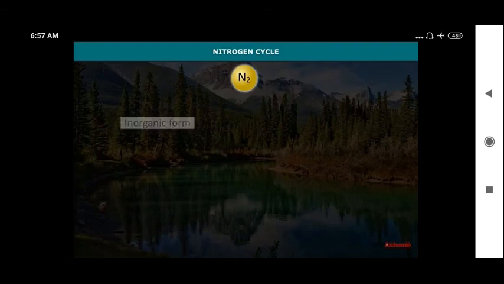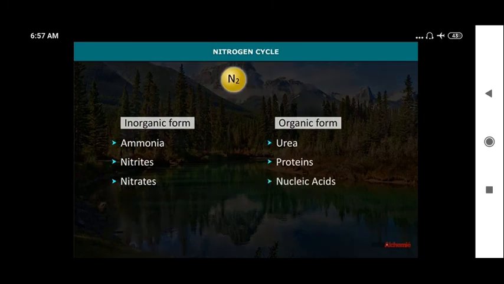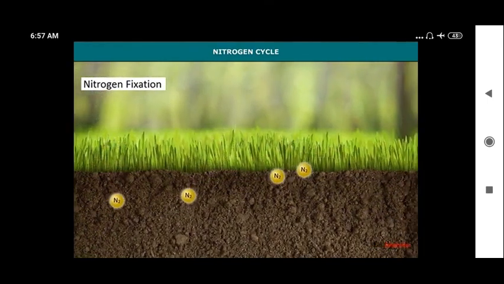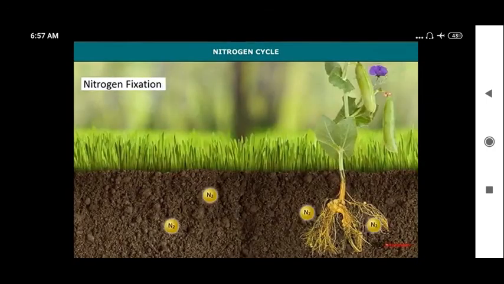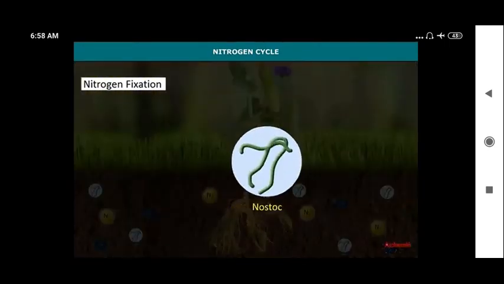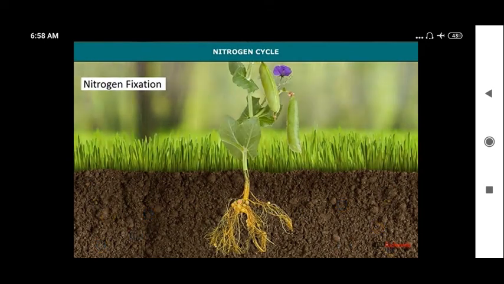They can use nitrogen either in inorganic forms as ammonia, nitrites, and nitrates, or in organic form as urea, proteins, and nucleic acids. Nitrogen fixation is the conversion of nitrogen into a compound of nitrogen. Thunderstorm, lightning, and rain help in transfer of a large quantity of nitrogen into soil. Biological nitrogen fixation is carried out by symbiotic bacteria, Rhizobium, present in the root nodules of leguminous plants like pea. Cyanobacteria like Nostoc and Anabaena also fix nitrogen. Some free-living bacteria like Clostridium also fix nitrogen in soil.